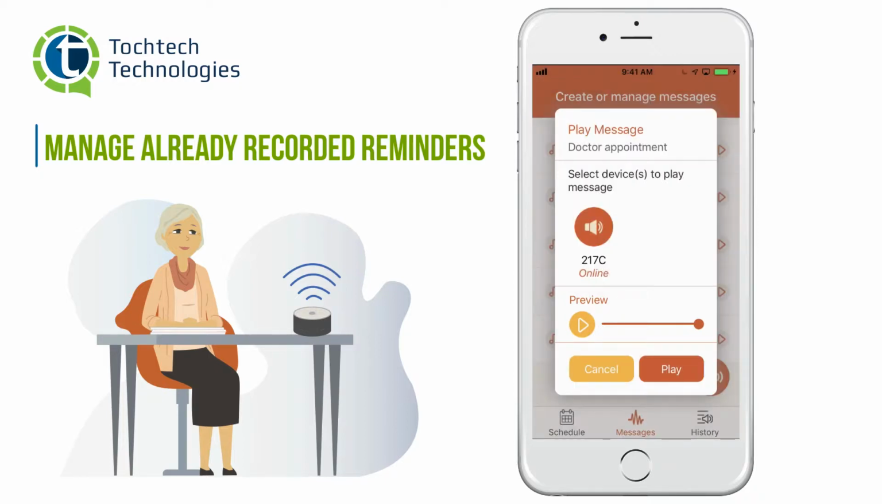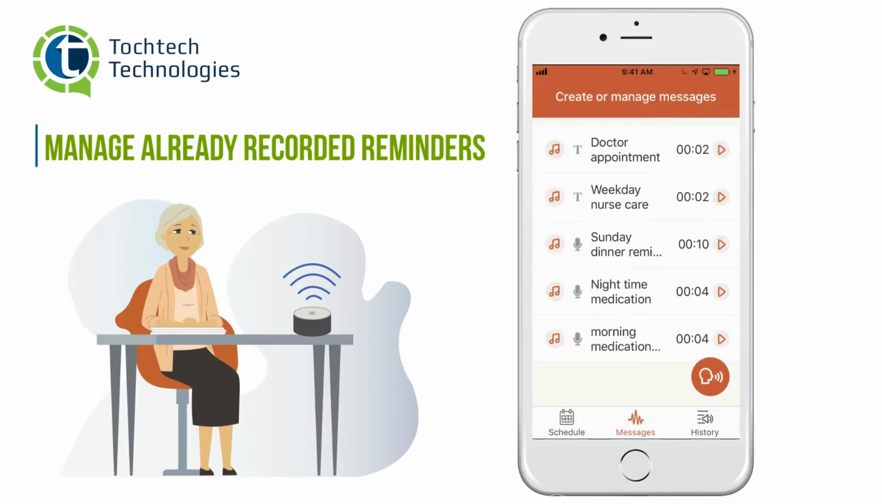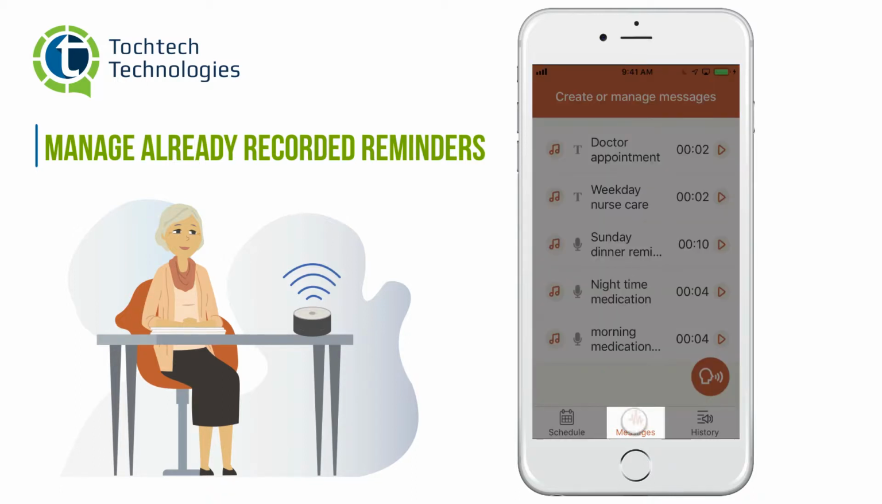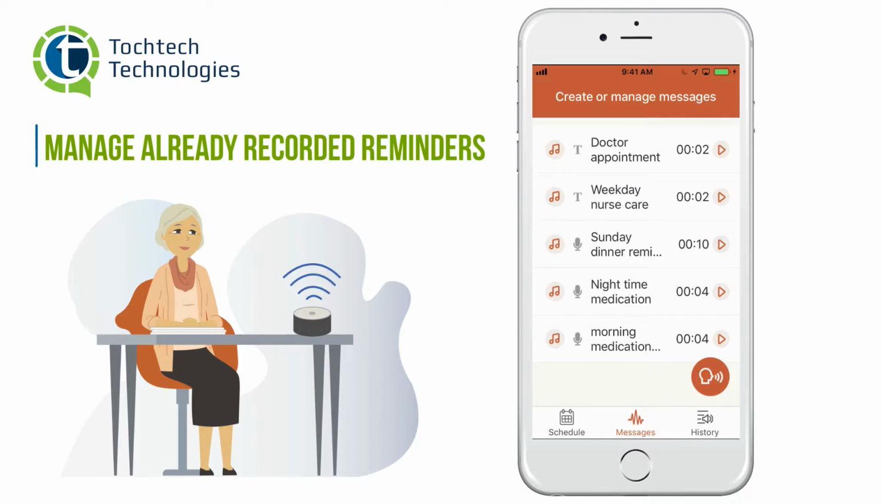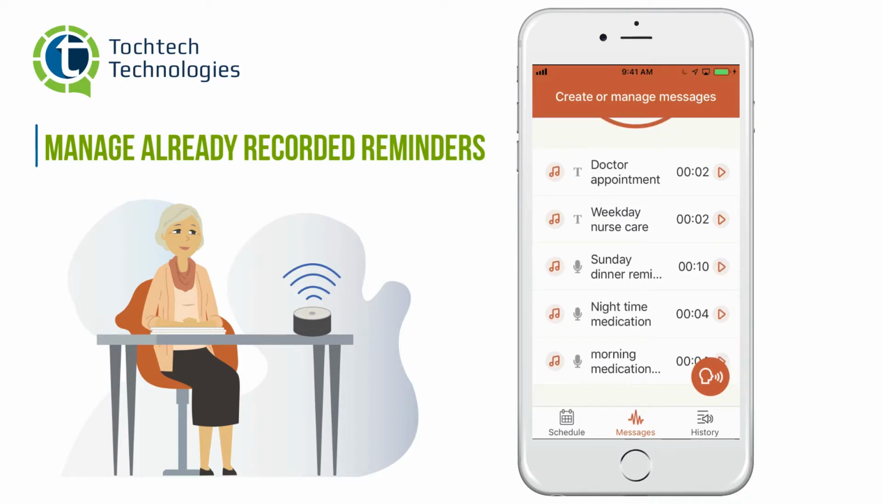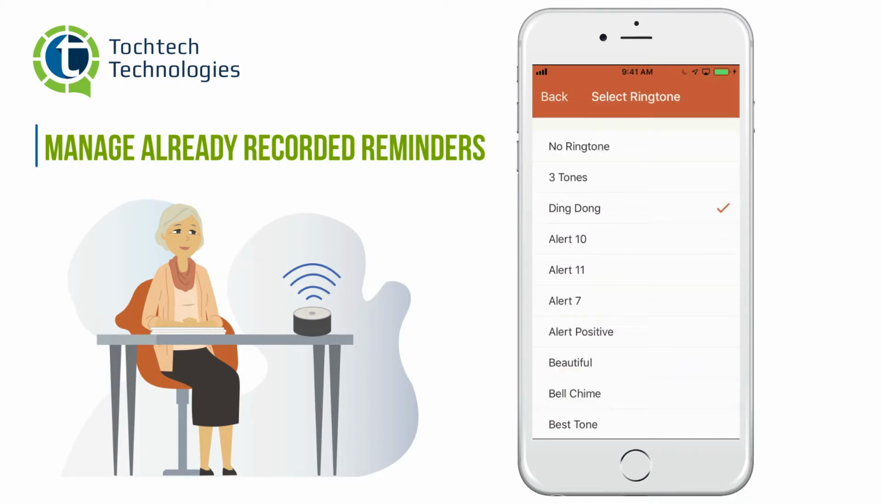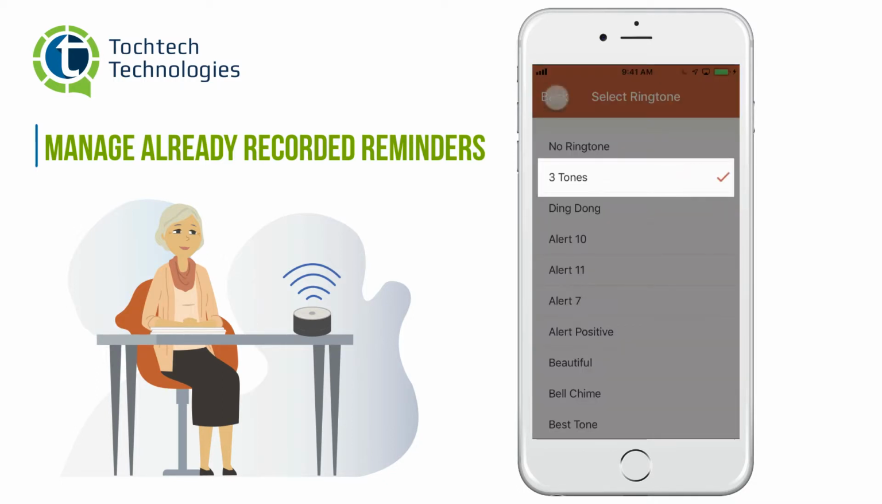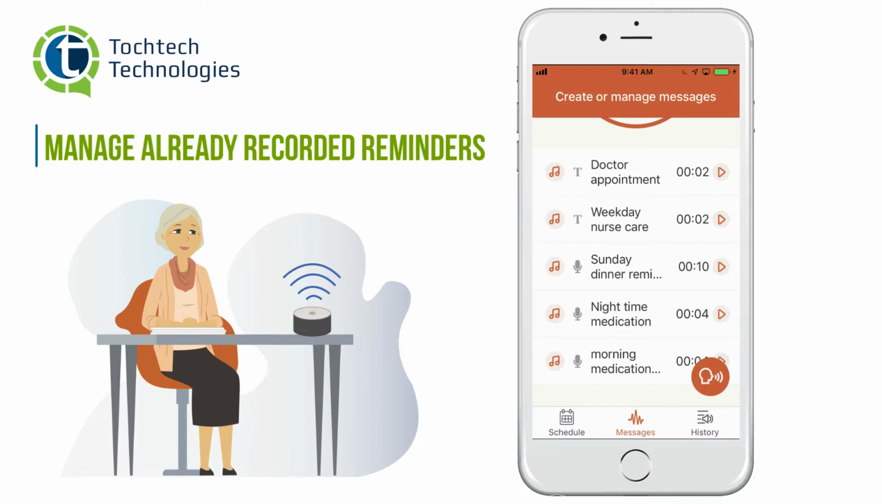To change the ringtone of the previously recorded reminders, do the following. Go to the Messages tab. A list of all the recorded messages will be displayed. Tap the music notes icon on the left. Now pick the new ringtone. Tap the back arrow on the top left.